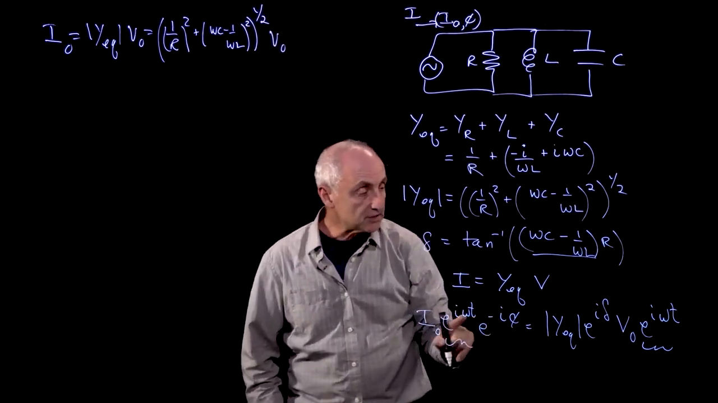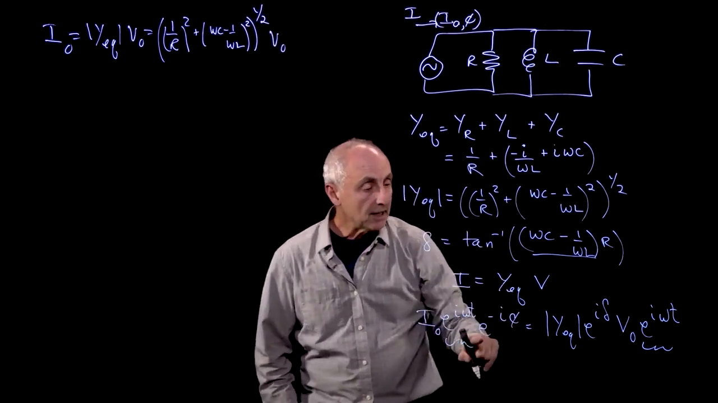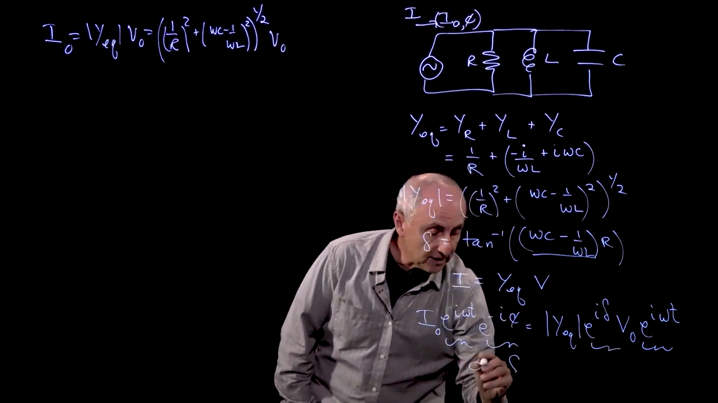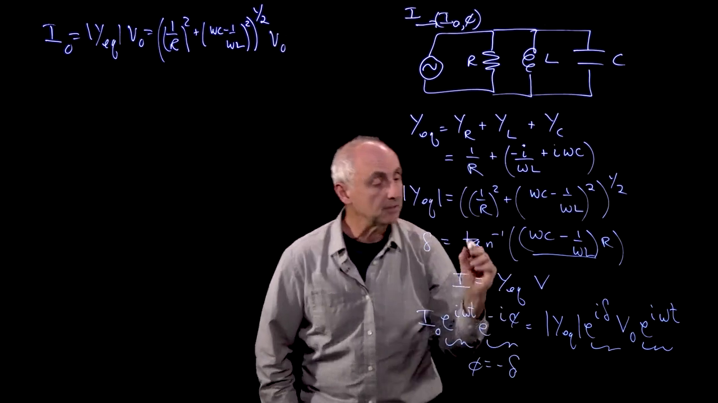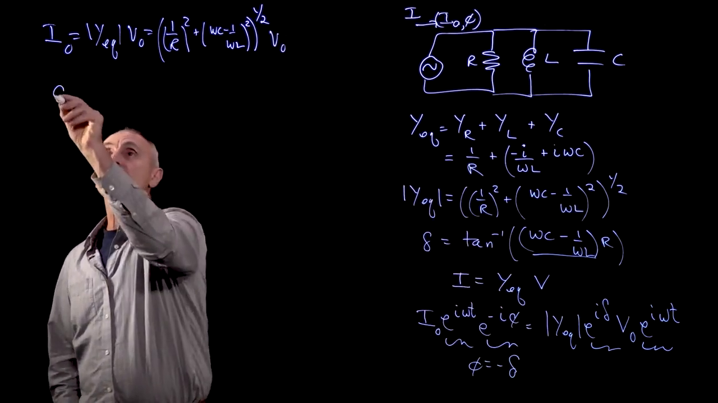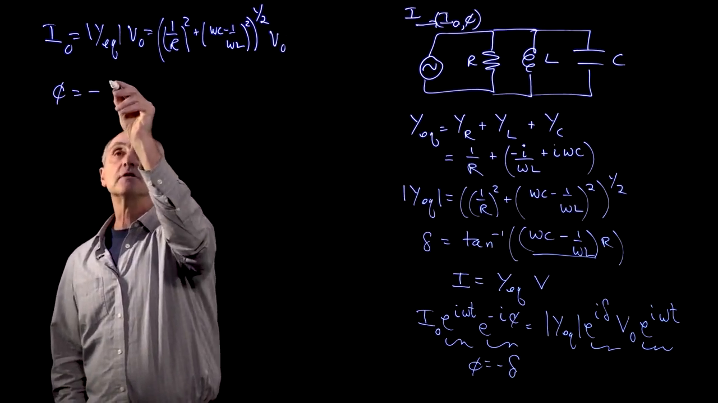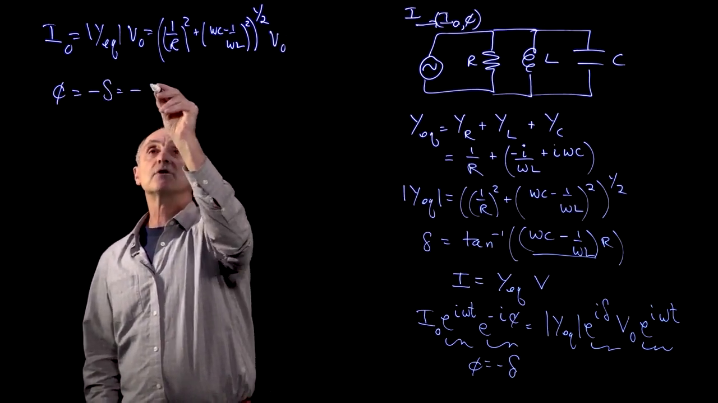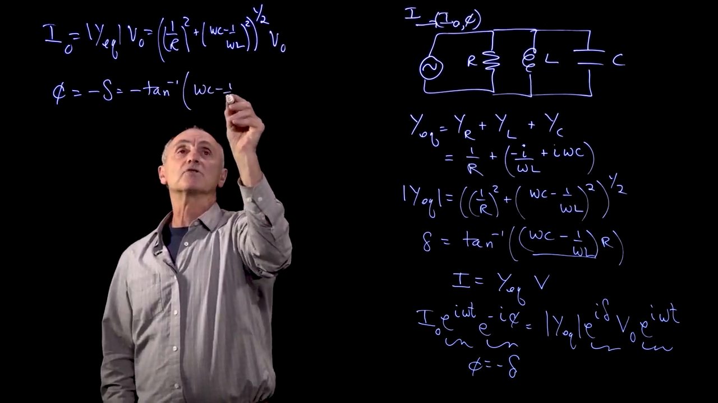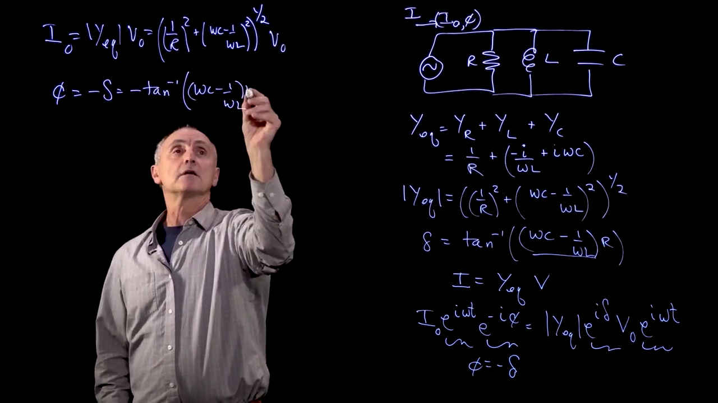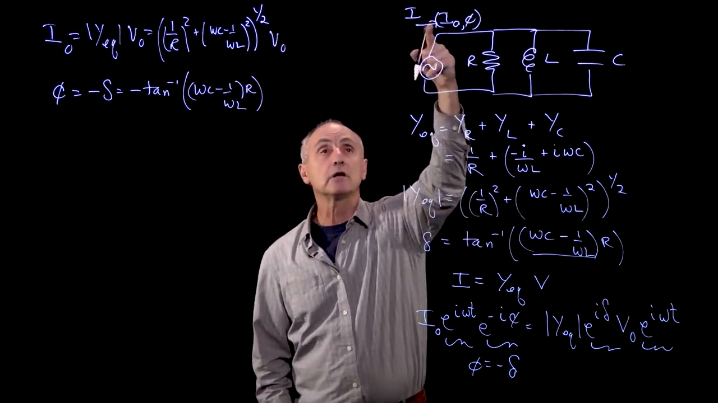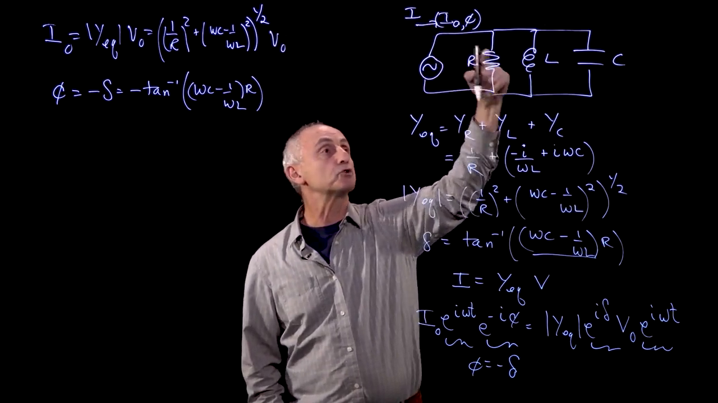Now the phase is a little bit different than before. In order to cancel the two phases, you see that phi has to be minus delta. Then the two phases will cancel. And so the phase is minus delta, which is minus the inverse tangent of omega C minus 1 over omega L times R. And so we've now solved for the current that comes from the voltage source.